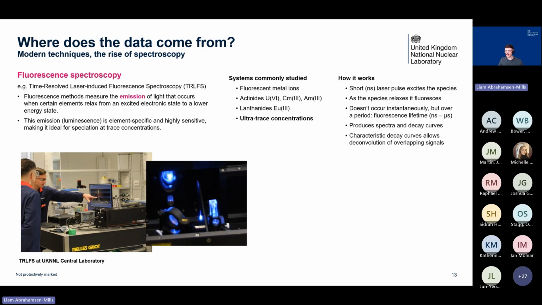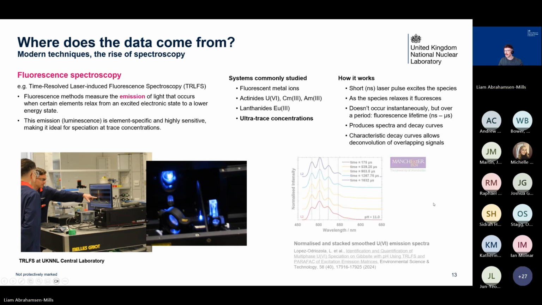So shown here is a TRLFS facility at UKNNL's Central Laboratory. And if you look closely on the screen, you can see a distinctive spectrum for americium fluorescence. And the image slightly to the right there shows a close-up of the laser entering the chamber and the cuvette where the sample is contained. We're currently developing the system to be more sensitive for americium study at very, very low concentrations at high pH values.